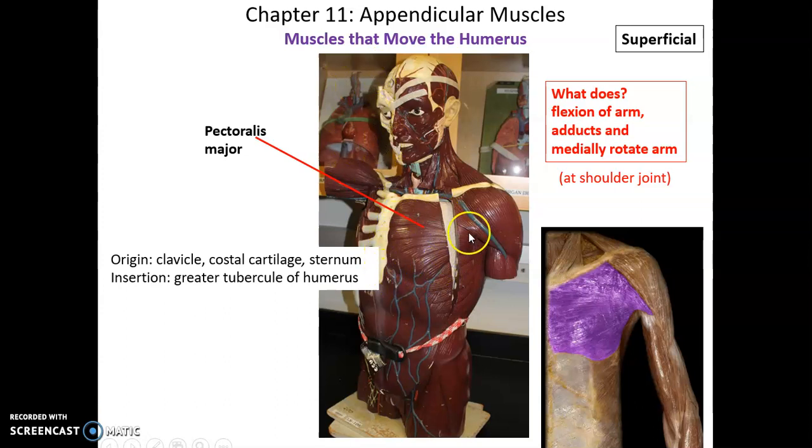So here is pectoralis major, that large anterior muscle on your chest. Its origin is the clavicle, the costal cartilage, and the sternum. So it has a huge origin, and it inserts into the greater tubercle of the humerus. And what does it do? Well, it is involved in flexion of the arm, so the entire arm, and also adducts and medially rotates the arm. And all these motions occur, of course, at the shoulder joint: flexion, adduction, and medial rotation.